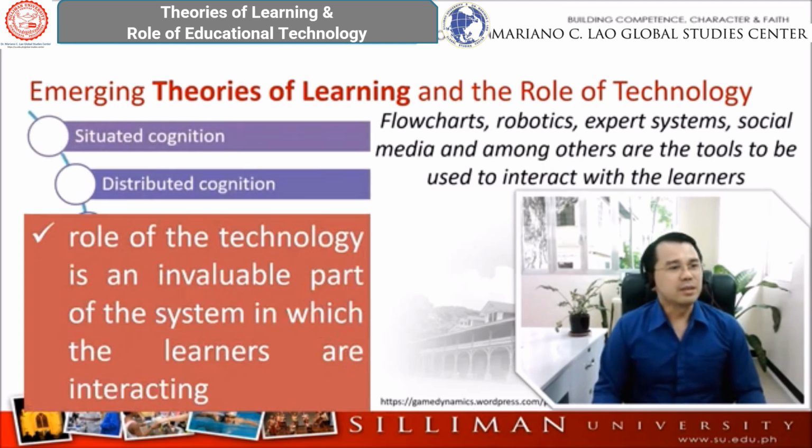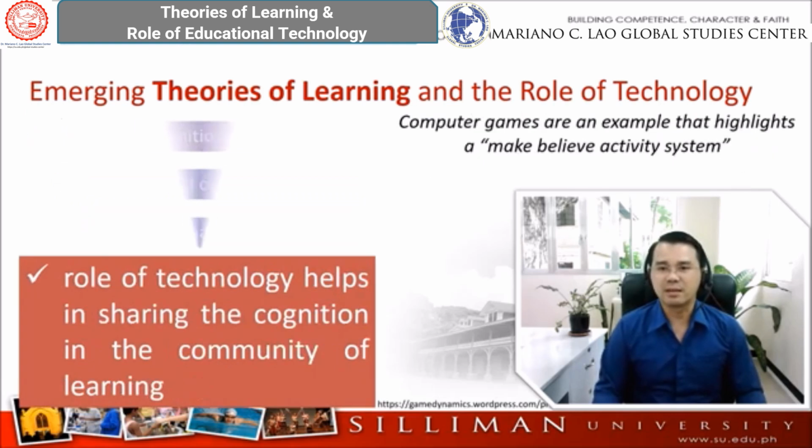Another is distributed cognition. Flowcharts, robotics, expert systems, social media, and others are the tools that we can use to interact and make sure that distributed cognition is being applied. This is where the role of technology is an invaluable part of the system in which the learners are interacting.